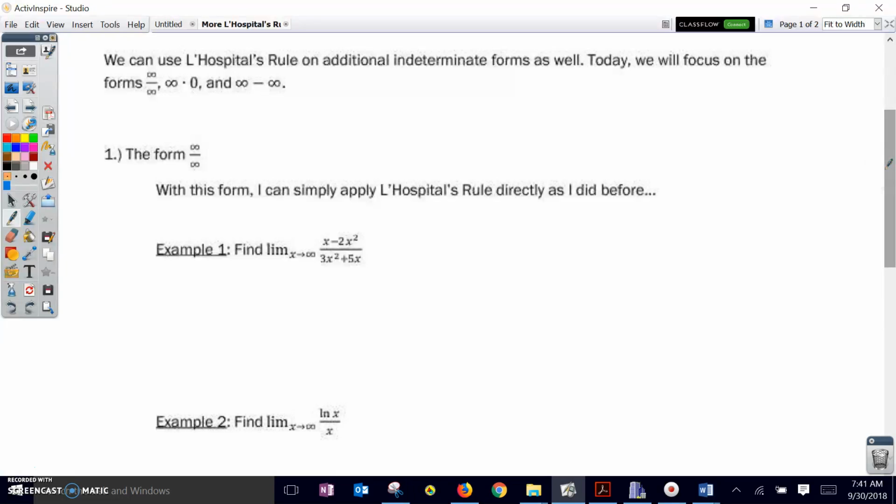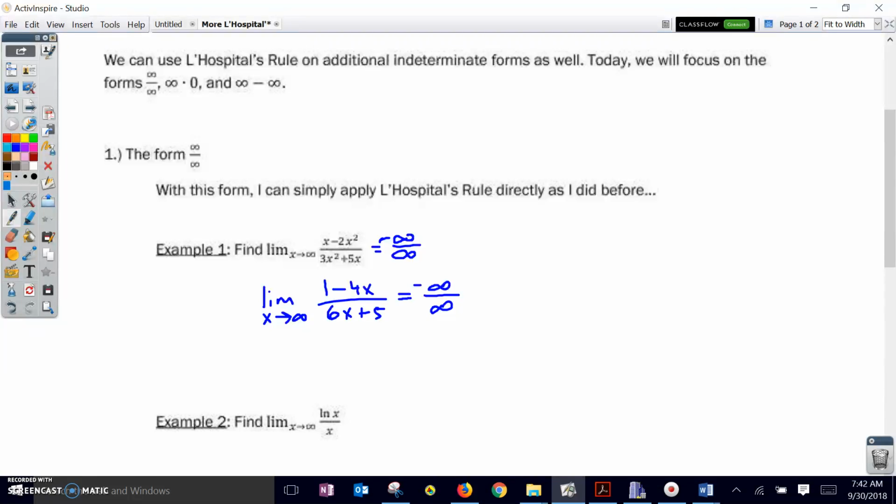If we look at this limit as x approaches infinity, we get an infinite amount over an infinite amount when we try to evaluate this via quote-unquote substitution. So we can apply L'Hopital's rule, and so we'll take the derivative of both the numerator and the denominator, and that's going to be 1 minus 4x over 6x plus 5. And if we evaluate that, we again get something infinite over something infinite. I guess technically it's negative infinity over negative infinity, or negative infinity over positive infinity.